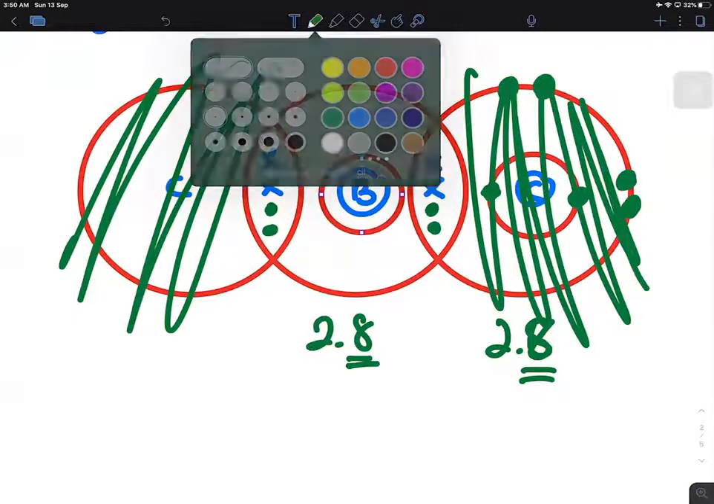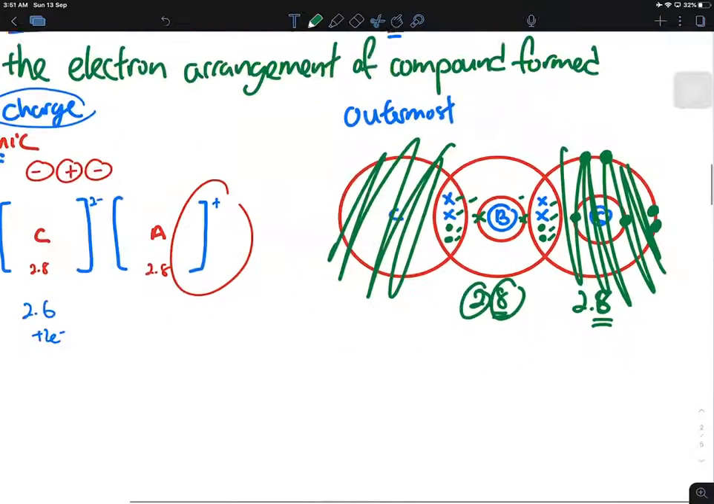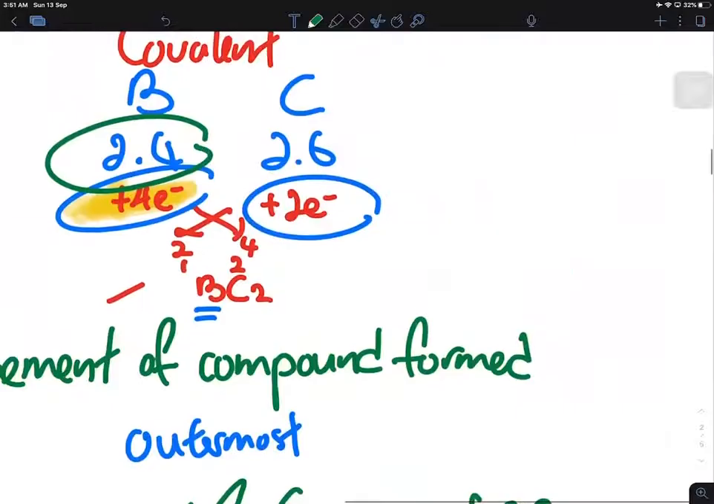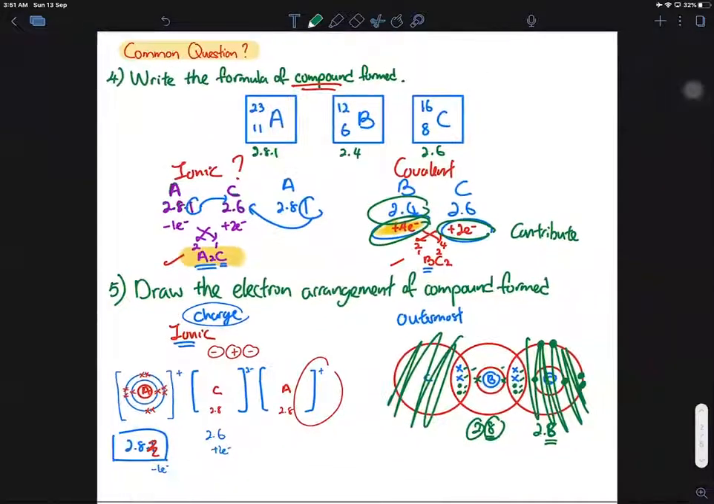So 2, just like that. 2, 8. 1, 2. So 2 done. 1, 2, 3, 4, 5, 6, 7, 8. So this is how you draw a covalent compound, just like that. Okay, so the most important part is where they contribute electrons. This is what most people don't know how to do. Contributed electrons are the same as how many electrons they want to receive. If you want to receive 2, contribute 2. Want to receive 4, contribute 4. So this is common question 5.